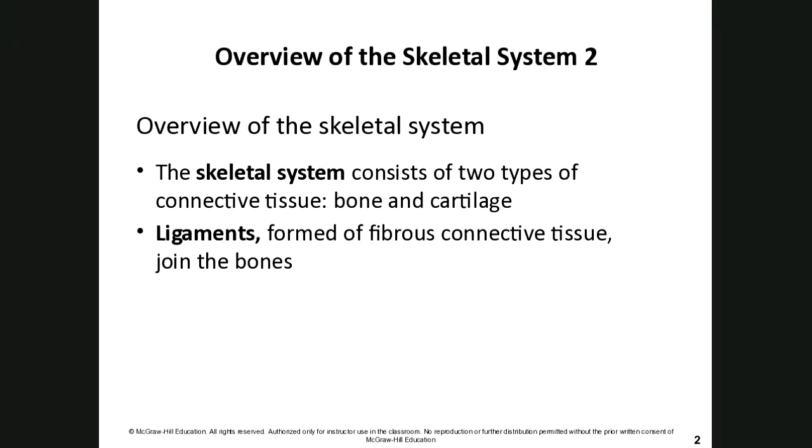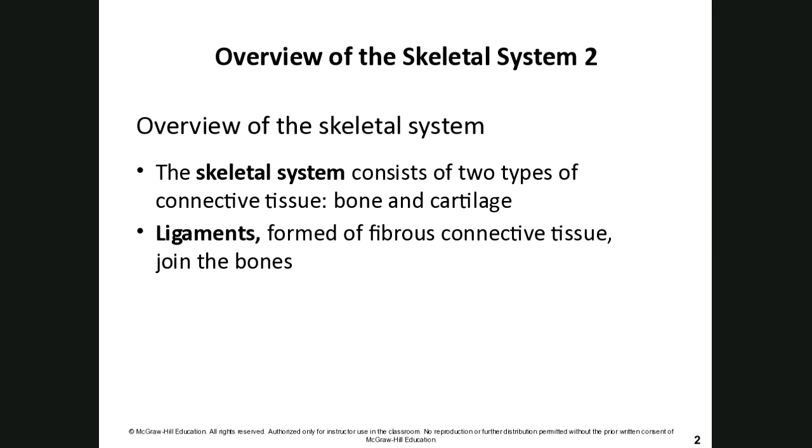So the point of this chapter is not to learn all 206 bones of the human body, but to have a good introductory understanding of the job of the skeletal system, what it does, what it's composed of, and how it does what it needs to do. And we'll have a very brief discussion on joints. So without further ado, let's go ahead and get started.